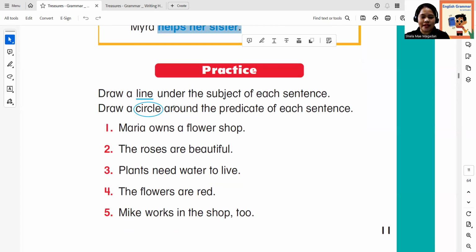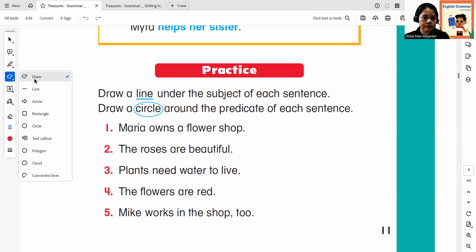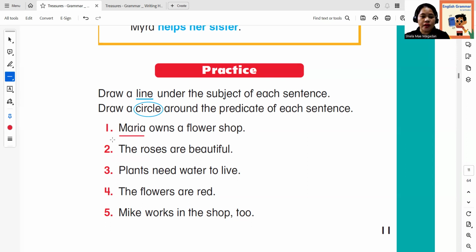Now let's proceed to our practice. It says here, draw a line under the subject of each sentence, and draw a circle around the predicate of each sentence. Now, let me change this into a line. Number one, Maria owns a flower shop. We have to draw a line under the subject in each sentence.